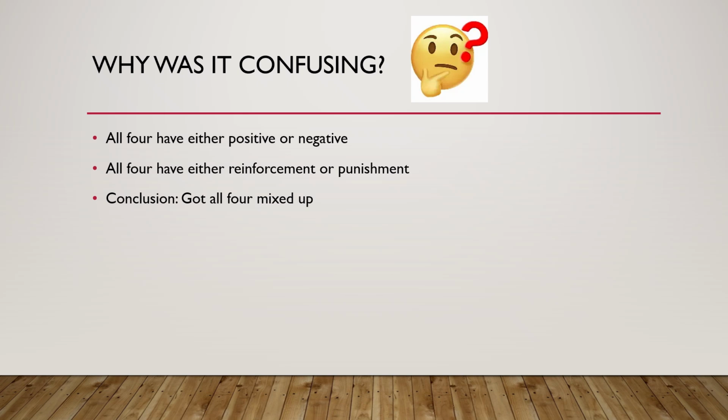In conclusion, this all leads to getting mixed up with all four of the types of contingencies because there are two of each. There is a positive reinforcement, a positive punishment, a negative reinforcement, and a negative punishment, leading to confusion and mixing up each other.